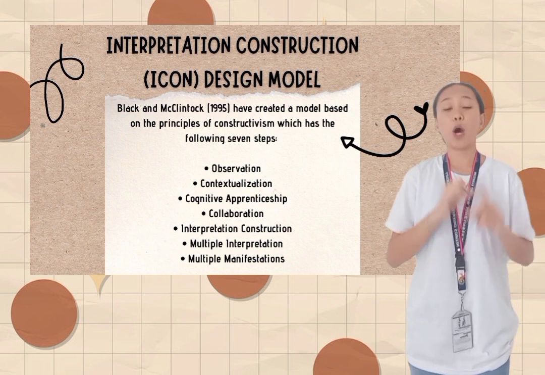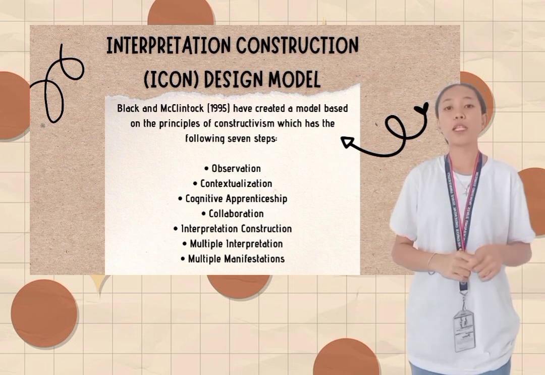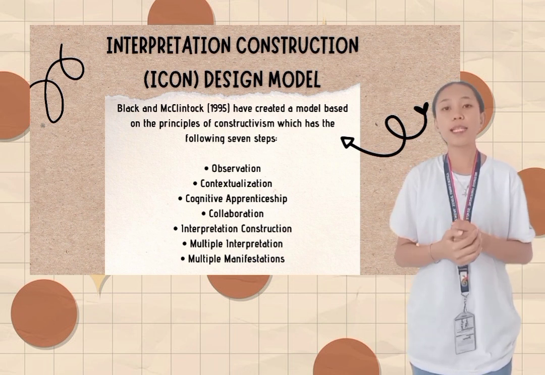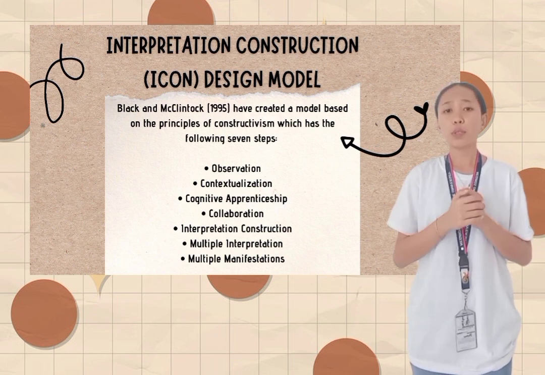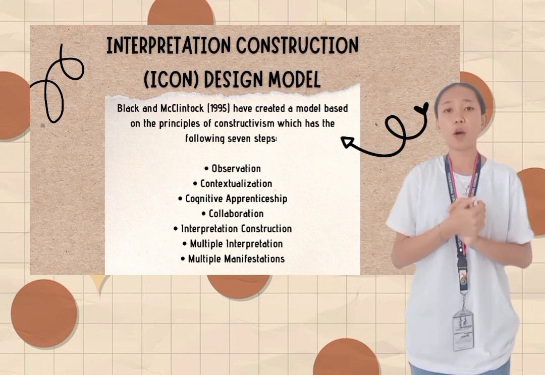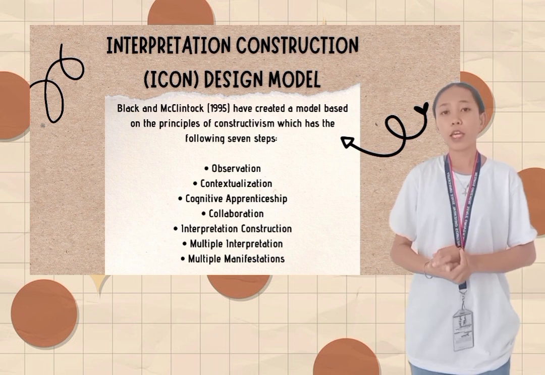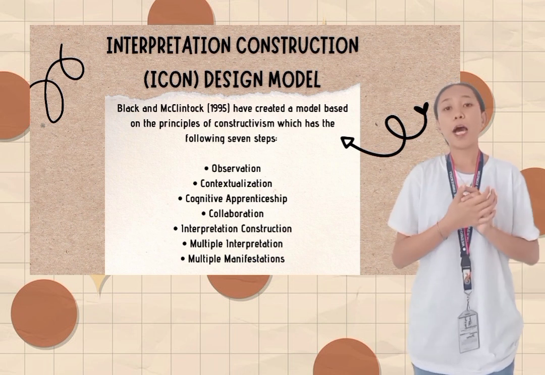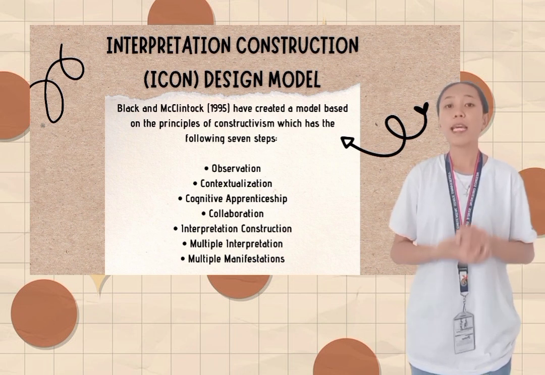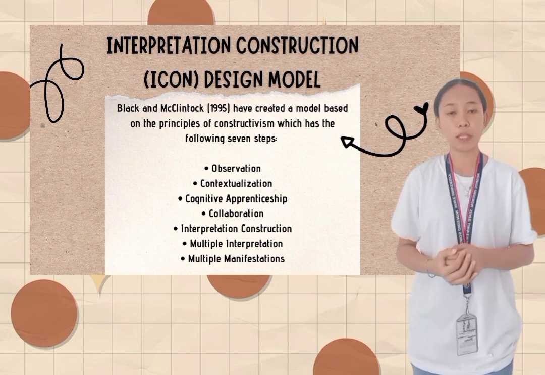So first is the observation. This is where the students make observations of authentic artifacts anchored in authentic situations. Second, contextualization. Students access background and conceptual materials of various sorts to aid interpretation and argumentation. The third is the cognitive apprenticeship. Here, the student serves as an apprentice to the teacher to master observation, interpretation, and contextualization.